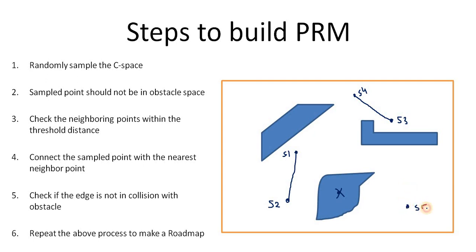S5 here, and we look for the nearest point. The nearest point is S3, and if we make an edge here, then it will be in collision with the obstacle, so we don't add it. We let it like this. And let's take another sample.